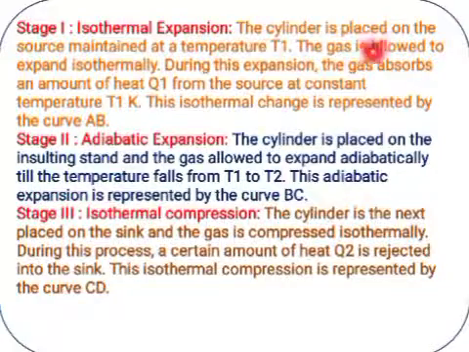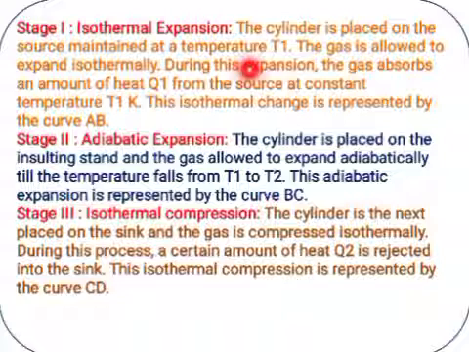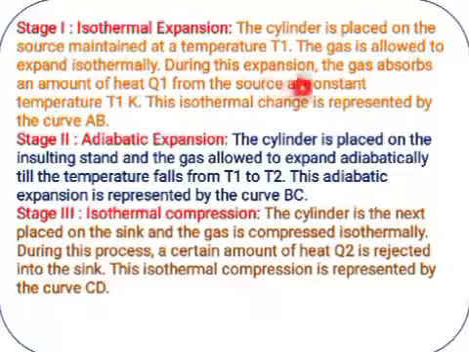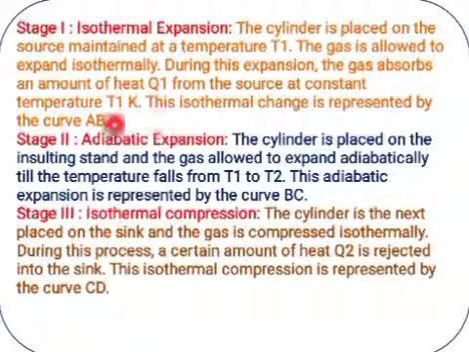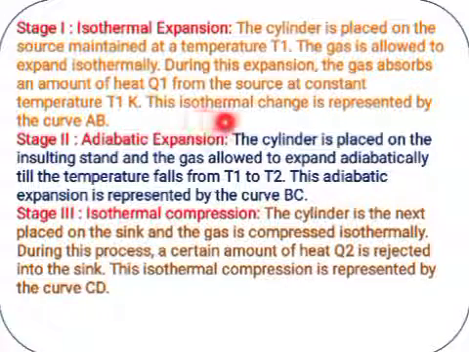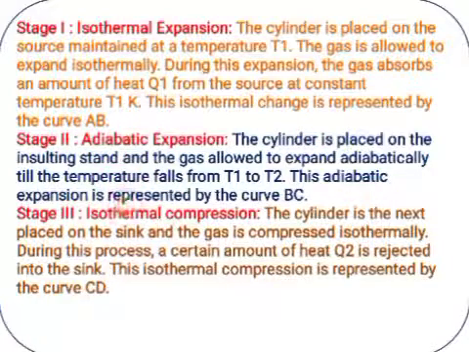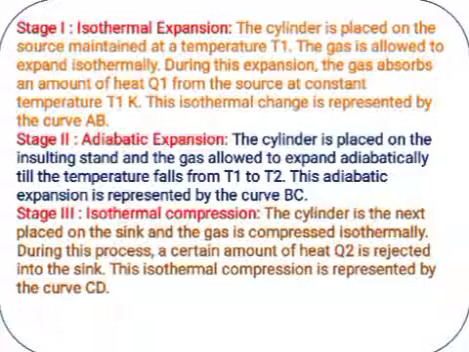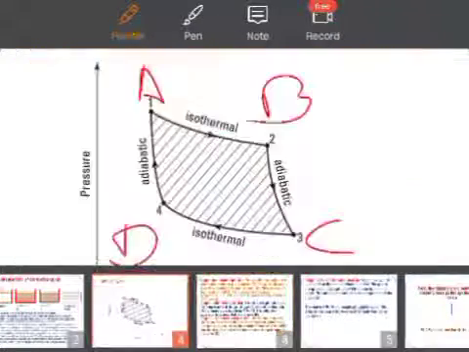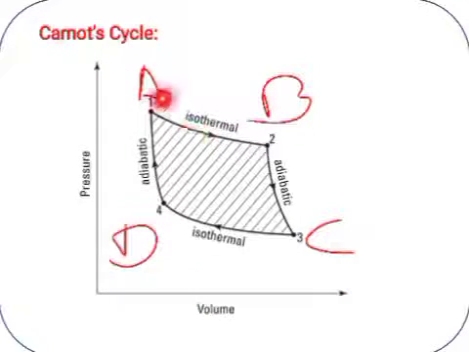Isothermal expansion. The cylinder is placed on the source maintained at a temperature T1. The gas is allowed to expand isothermally. During this expansion, the gas absorbs an amount of heat Q1 from the source at constant temperature T1 Kelvin. This isothermal change is represented by the curve AB. So, suppose if we keep the cylinder on the source, then it expands isothermally at a temperature of T1. So, whatever the result we observe, that is nothing but this AB curve. This is due to isothermal expansion.